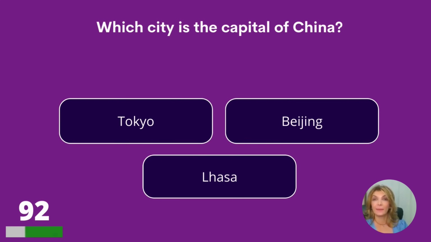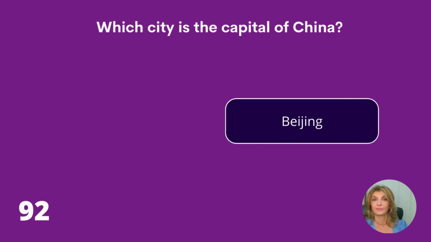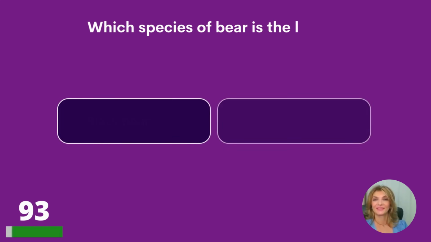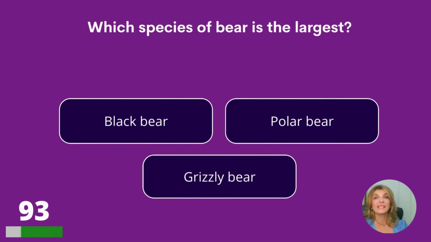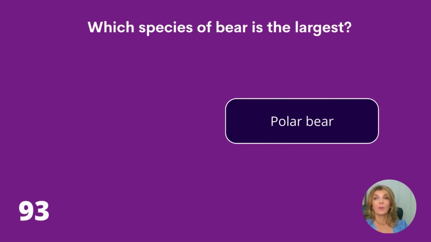Which city is the capital of China? Tokyo, Beijing, or Lhasa? Beijing. Which species of bear is the largest? The black bear, polar bear, or grizzly bear? The polar bear.